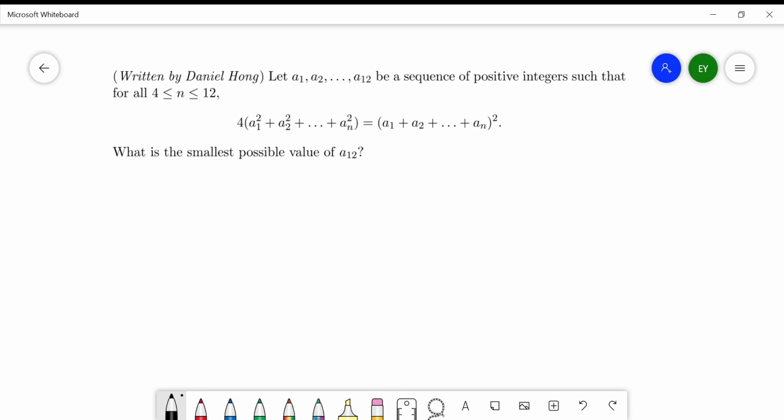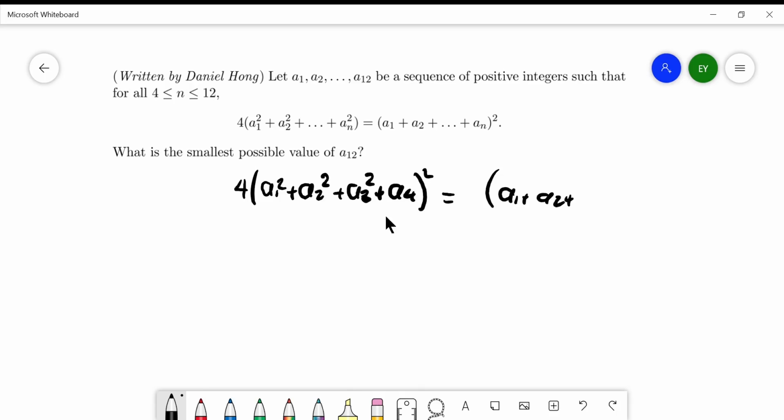So when you do this kind of problem, it's probably best to just start out by writing out the thing for small values of n. So for example, when n is 4, you get 4 times this sum, a1 squared plus a2 squared plus a3 squared plus a4 squared. And you see that this is equal to (a1 plus a2 plus a3 plus a4) squared. Okay, so now we have this.